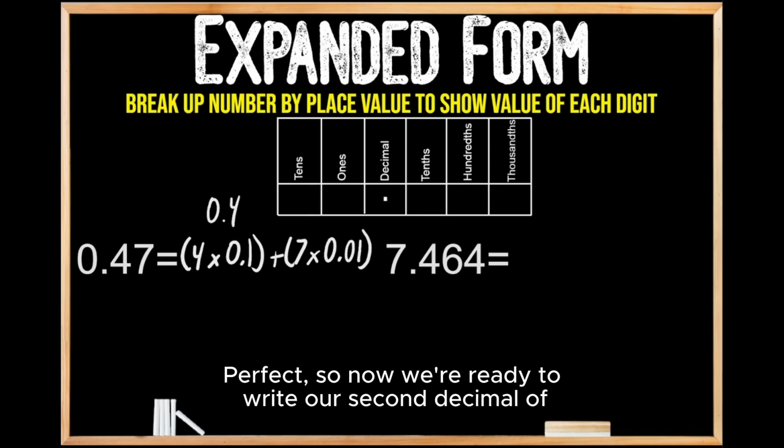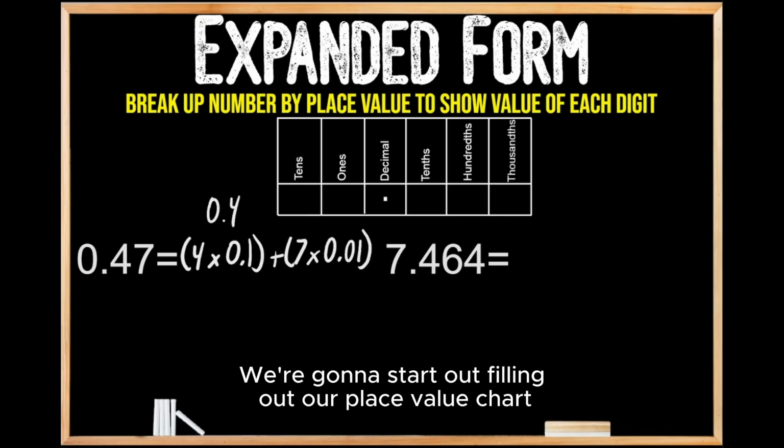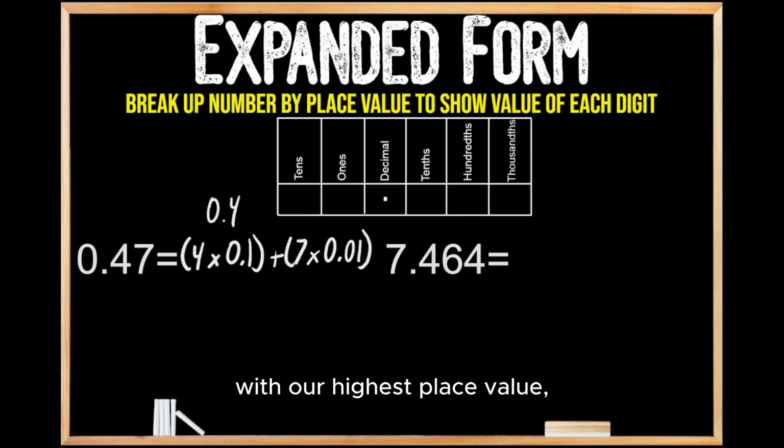Perfect. So now we're ready to write our second decimal of 7 and 464 thousandths in expanded form. We're going to start out filling out our place value chart with our highest place value, which in this case is our ones place where we have a digit of 7. Then moving on to our tenths place, we have a digit of 4. In our hundredths place, we have a digit of 6. And lastly, in our thousandths place, we have a digit of 4.